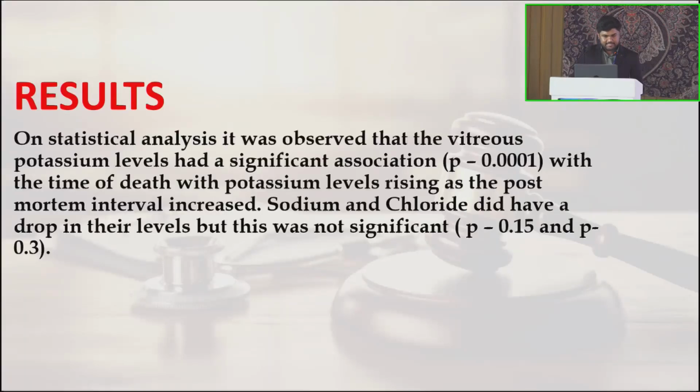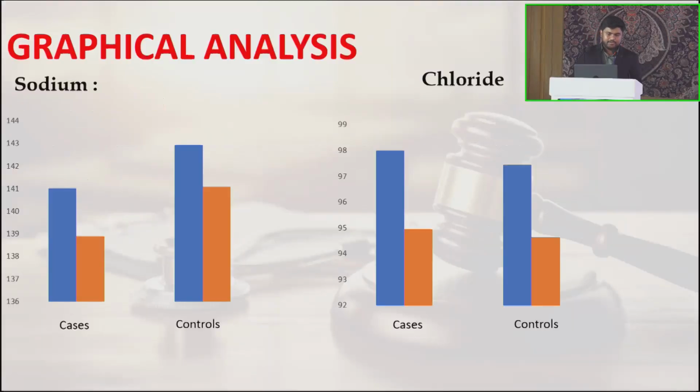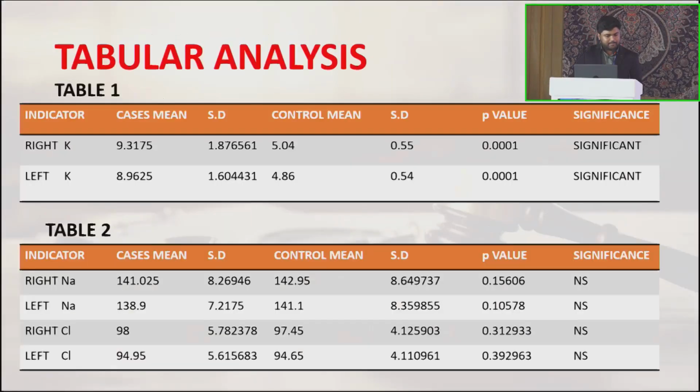On analysis, it was observed that the vitreous potassium levels had a significant association with the time of death, with potassium levels rising as the postmortem interval increased. It was observed that 1 milliequivalent rise of potassium in the right eye led to a PMI increase of 0.6 hours, and a 1 milliequivalent rise of potassium in the left eye led to a postmortem interval increase of 0.7 hours. Sodium and chloride also did have a drop in their levels, but this was not at all significant. This is the graphical and tabular analysis of the right and left electrolytes of both eyes.